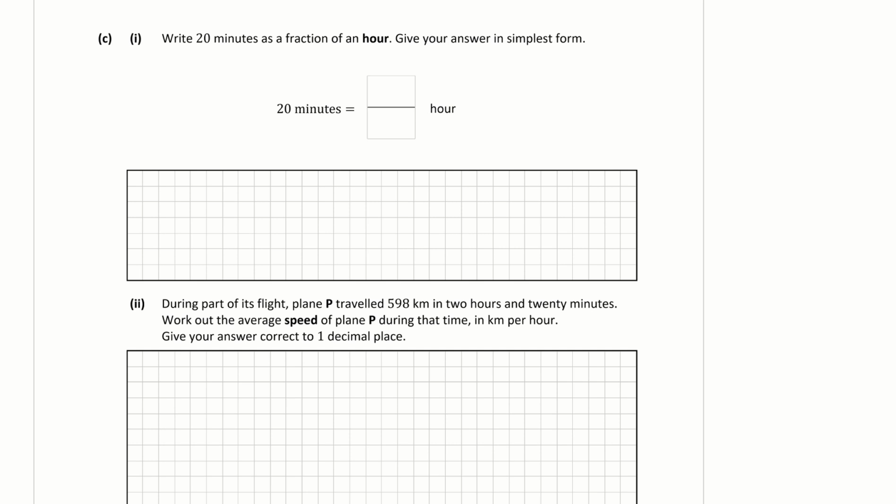Okay, part C, part 1, write 20 minutes as a fraction of an hour. So there's a little box here for rough work. We've 60 minutes in an hour, so it's 20 over 60. Divide by 10 gives you 2 over 6. Divide by 2 gives you 1 over 3. So it's 1/3 of an hour: 20, 40, 60.